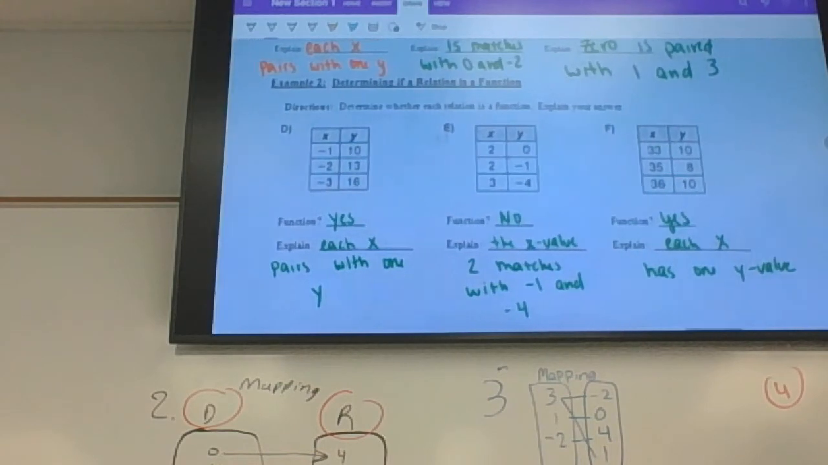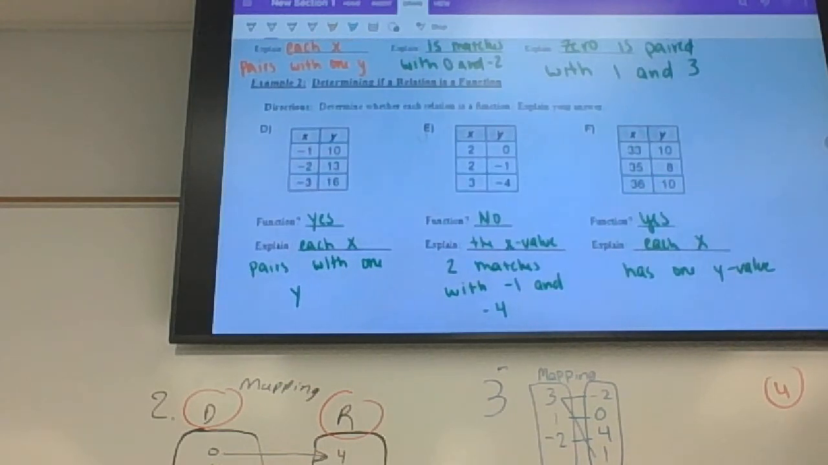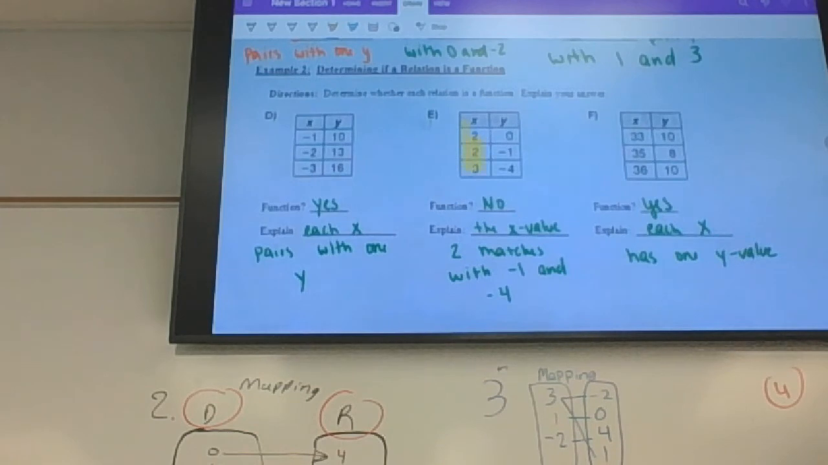Okay, we need to help here because E is a no while F is a yes. So we can make a conjecture about this. If the X repeats, no. X repeats is a no. And then over here, if the Y repeats, like I see Y is 10 twice, that's okay.